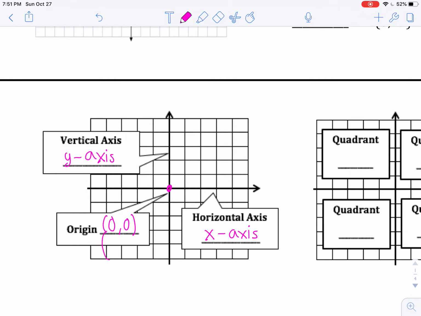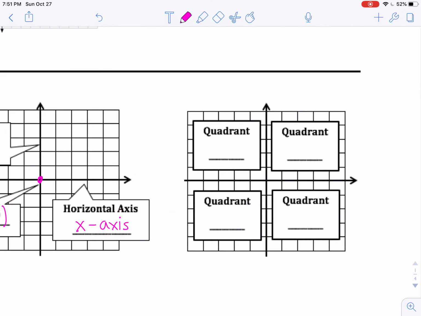This is my nice little owl-looking guy. I just think it looks like an owl. The 0, 0 kind of looks like that. But okay, how about we get into the quadrants after that very important message I just gave you about the owl.